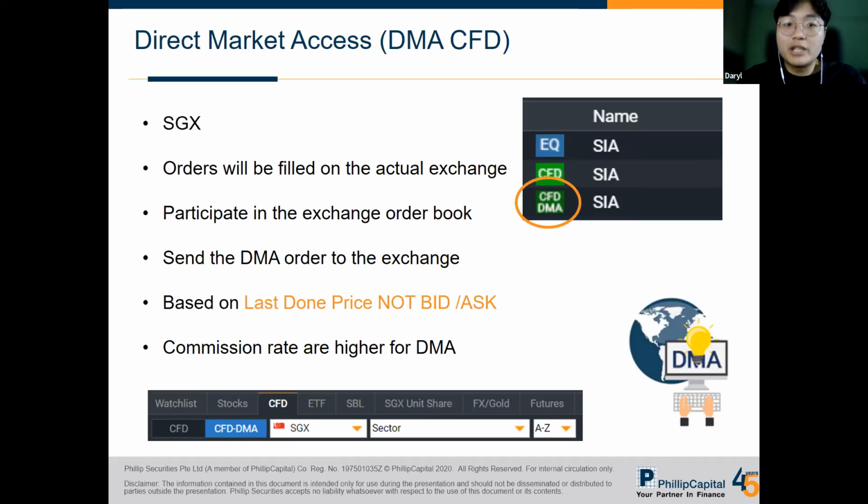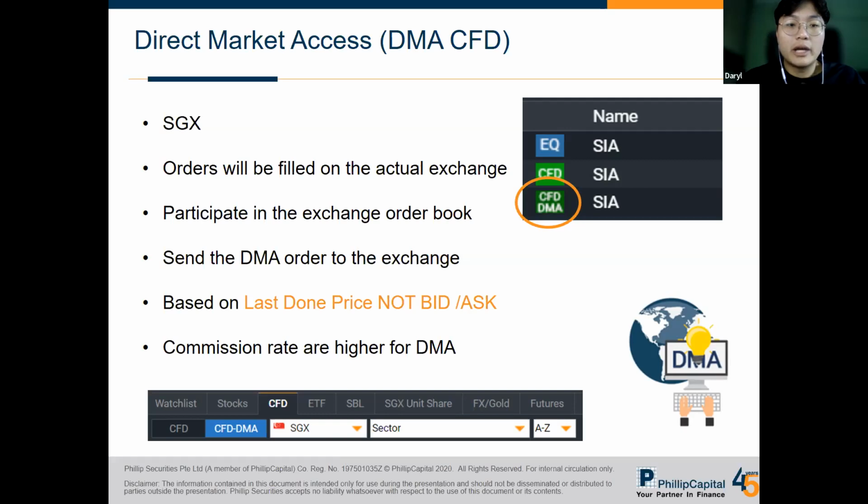When you search an SGX counter, you may see CFD DMA. DMA means direct market access, which is only applicable for SGX counters. The order will be filled on the exchange and will participate in the exchange order book, which works very similar to stocks.